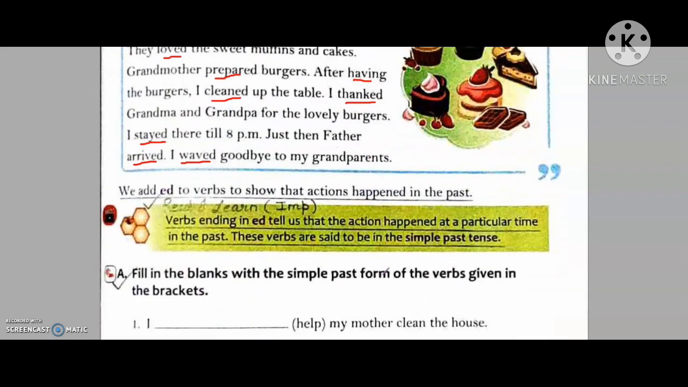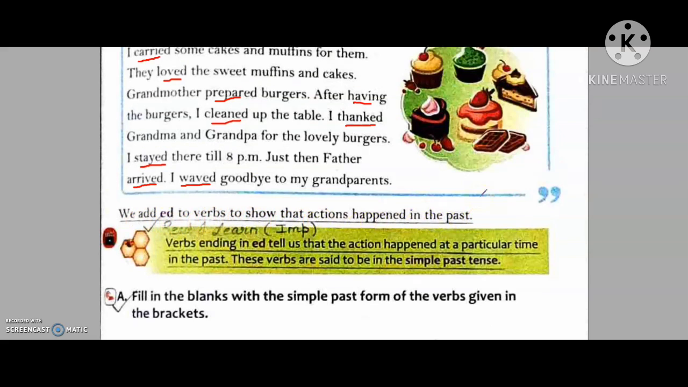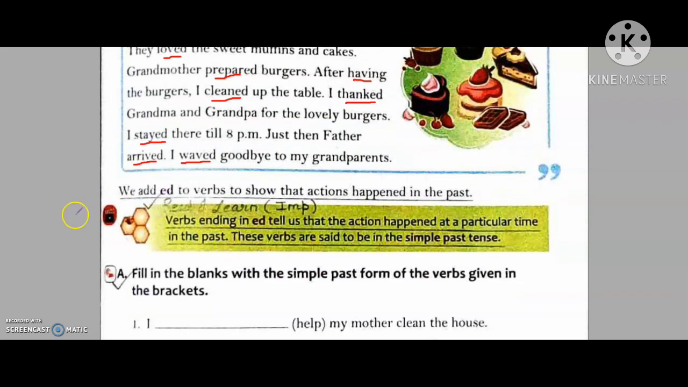Now let us move ahead. We add ed to verbs to show that actions happened in the past. I have already explained this to you, isn't it? Now let us see this green box here. Children, this green box is very important. You have to learn the definition. Alright? So please underline this and let us read it.